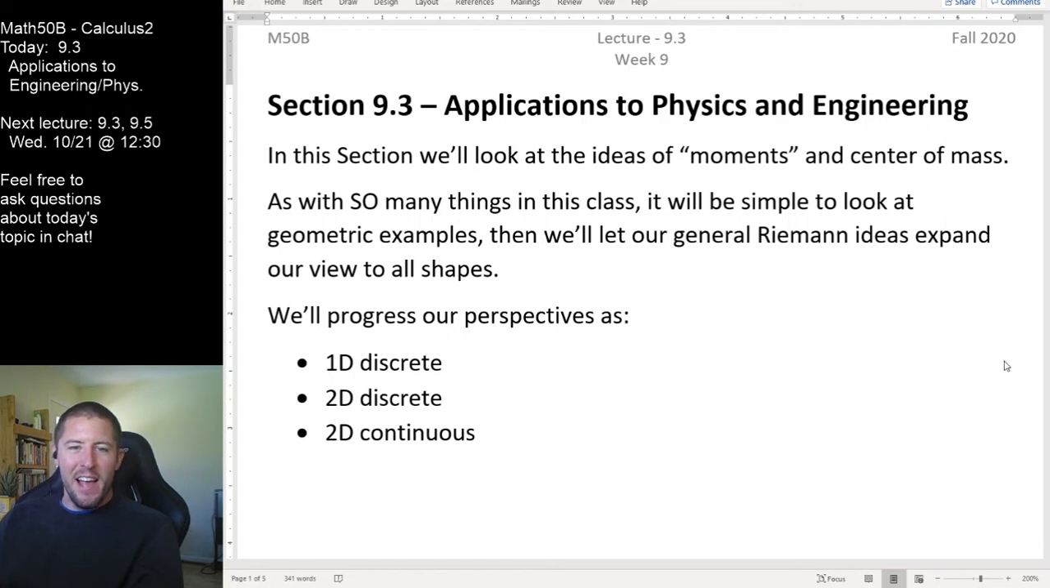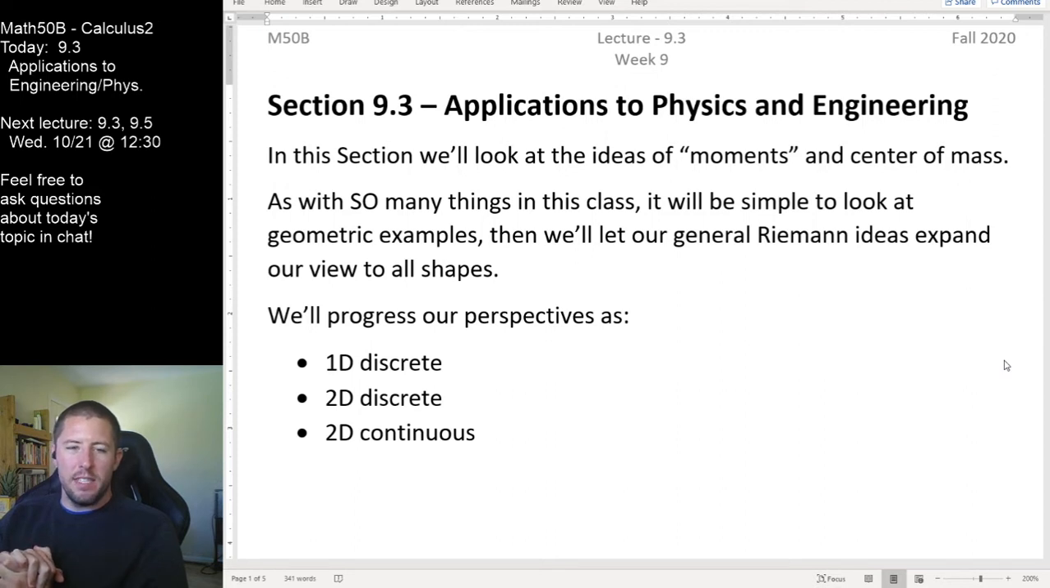So here we are. This week we're going to be talking about sections 9.3 and 9.5. 9.3 is a second section of applications to physics and engineering. We already saw one of these back in chapter 7. I think this one's going to be a little bit easier than that one we saw back in chapter 7.